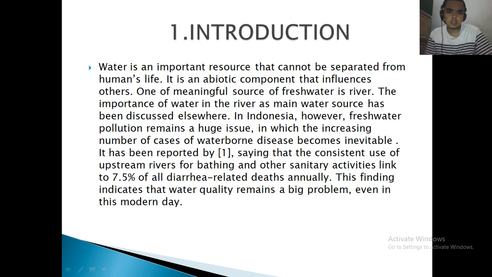Okay, water is an important resource that cannot be separated from human life. It's an abiotic component that influences other components, and a meaningful source of fresh water is the river. The importance of water in the river as the main water source has been discussed elsewhere. In Indonesia, however, wastewater pollution remains a huge issue, in which the increasing number of cases of waterborne disease becomes inevitable. It has been reported that the consistent use of upstream rivers for bathing and other sanitary activities is linked to 7.5% of all diarrhea-related deaths annually. This finding indicates that water quality remains a big problem even in this modern day.